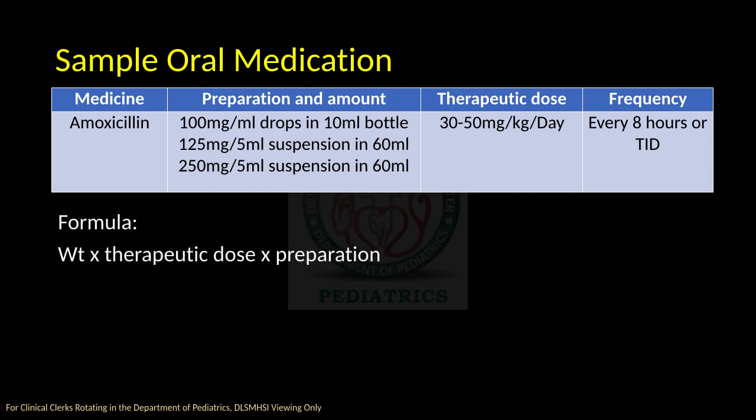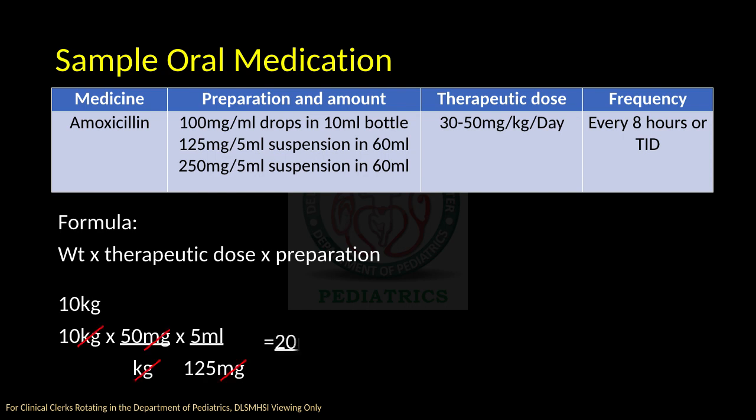This is the general formula. Using the same weight, 10 kilograms, multiply that by 50 and the reciprocal of the preparation. You will get this value, 20 ml. However, you should divide it by 3 because it should be given 3 times a day. And you will get this value, 6.67. You can use 6 ml for giving the medication.